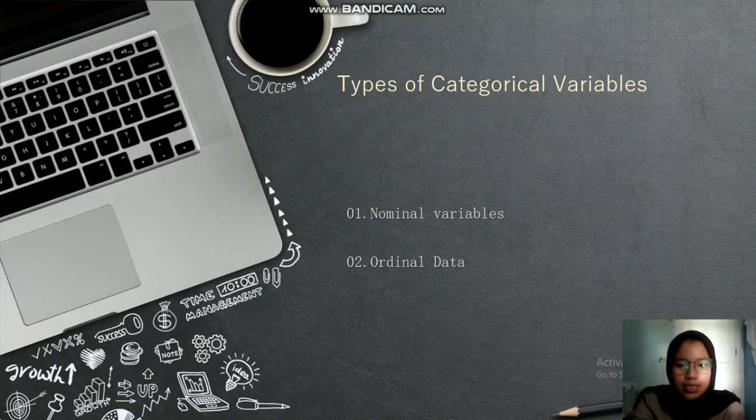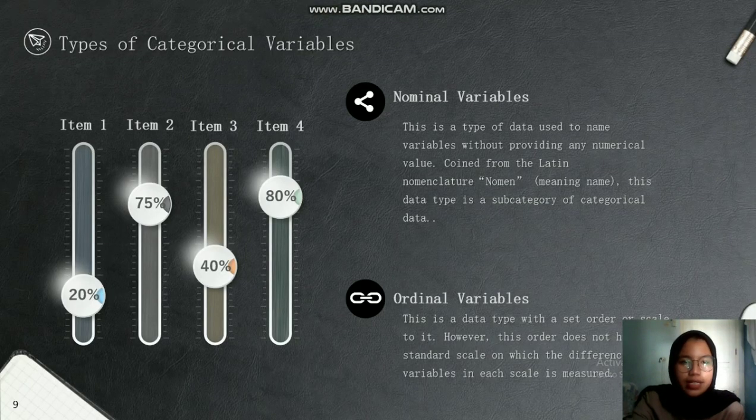And the next material is types of categorical variables. There are two types of categorical variables. The first one is nominal variable and the second is ordinal variable. And these are the definitions of nominal and ordinal variables. Nominal variables are a type of data used to name variables without providing any numerical value, coming from the Latin nomenclature.